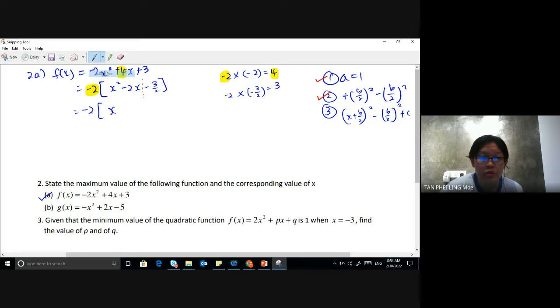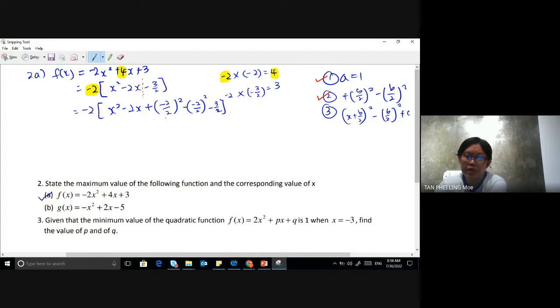So now I go on to x squared copy back minus 2x copy back. Now here, this is where I will put in my plus (b/2) squared minus (b/2) squared, and then continue with my -3/2. Do you see that? Okay. So what is my b? My b is -2. So -2/2. Here also -2/2. So it's good that you show here. What's your b/2? What's your b/2?